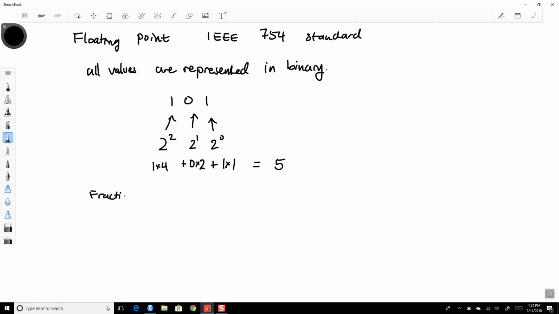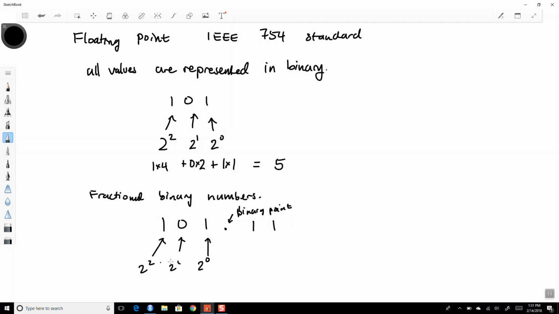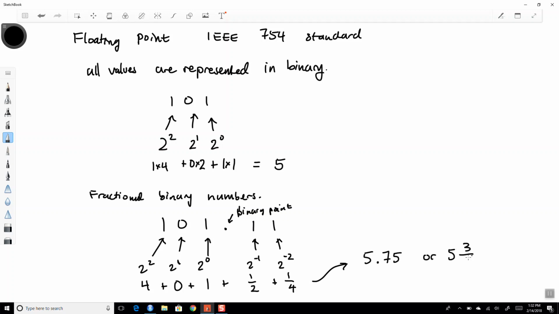If we need to represent fractional binary numbers, then you'll have 101 and then a point, which we would call a binary point, not a decimal point. And then maybe we would have 1 and 1. Right here, this is 2 to the 0. This one is 2 to the 1, and over here is 2 to the 2. So this part is still 4 plus 0 plus 1. Then this position is 2 to the negative 1, so this is equal to 1/2. And this is 2 to the negative 2, so this is equal to 1/4. So this value is going to be 5.75 or 5 3/4.